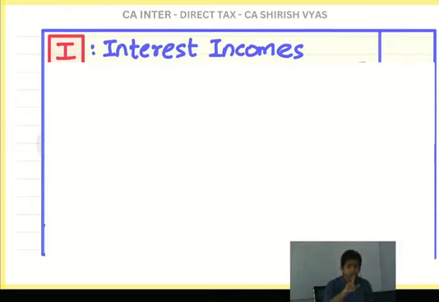Taxable. See, everywhere you check, it is not falling in other heads. It is not salary, it is not house property, it is not business, it is not capital gains. So it is income from other sources, and it is taxable also. But there are 4 interest incomes, look, which are exempt. I have made a keyword for that. Look here.